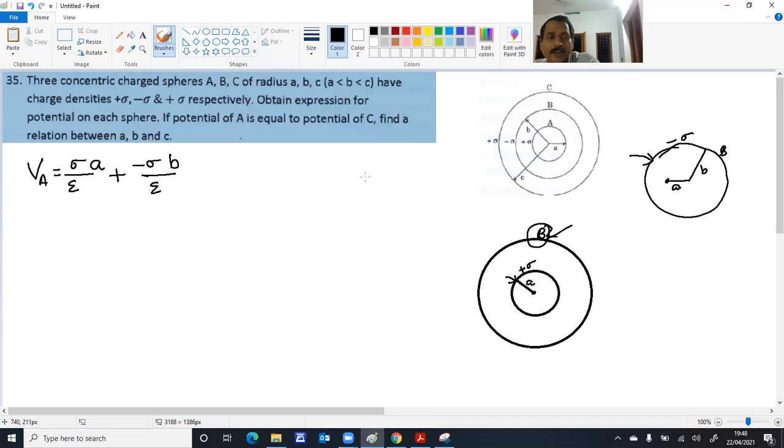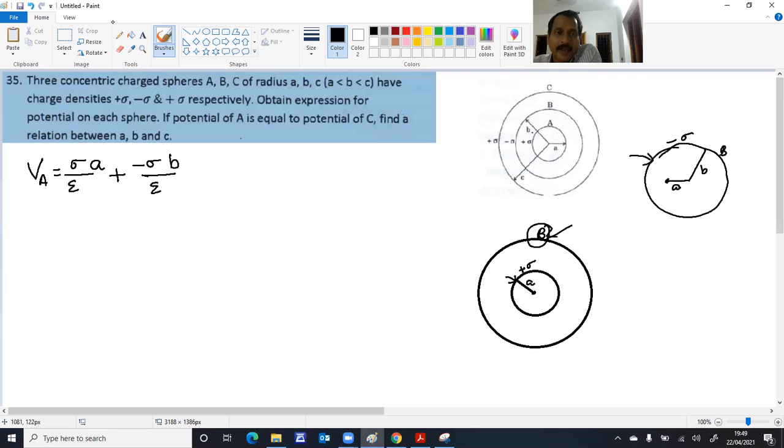Any questions? This is what I told you in the beginning. If the terms I'm telling you are not clear, you get confused on the way. So basically the potential of B will also affect A, because a sphere has potential outside, on the surface, and inside also. Electric field was not affecting because the electric field was zero inside.